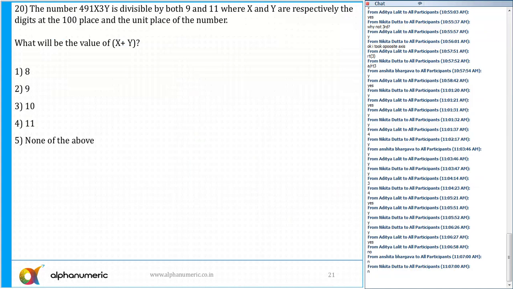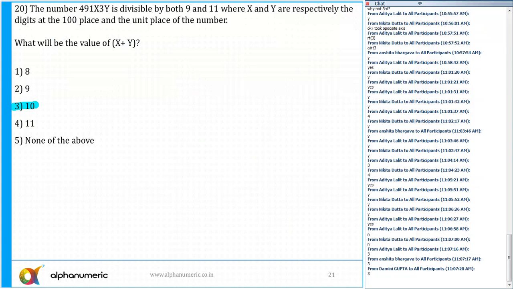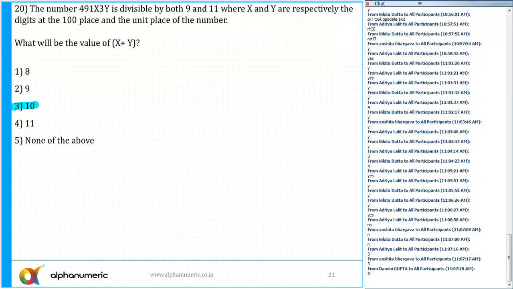What is the answer for question number 20? That's right. The number 491x3y is divisible by both 9 and 11, where x and y are respectively the digits at the hundredth and the units place of the number.